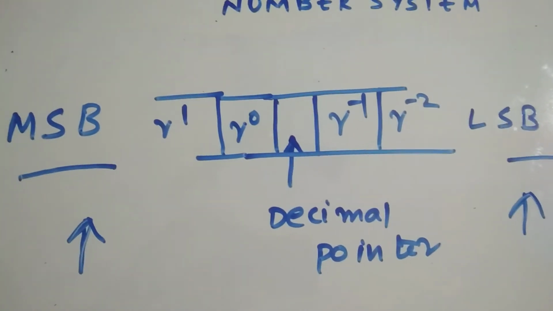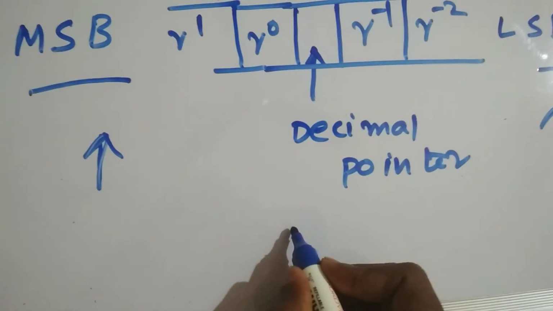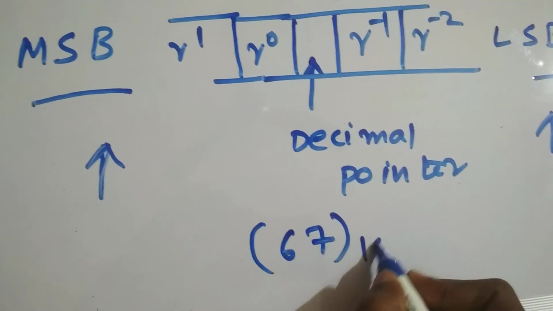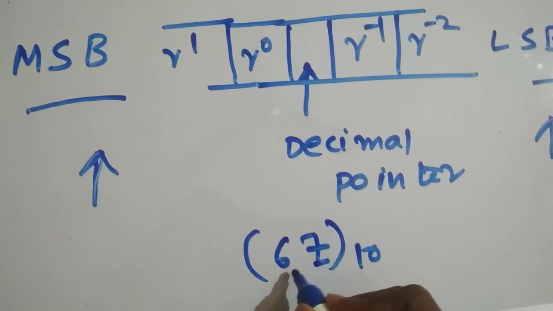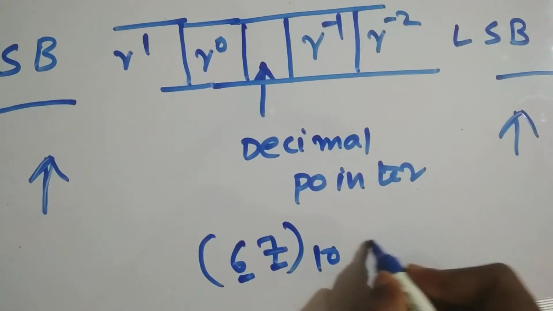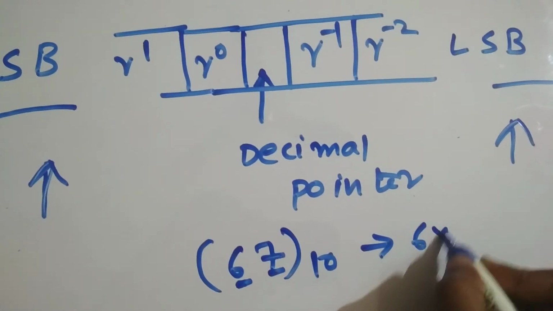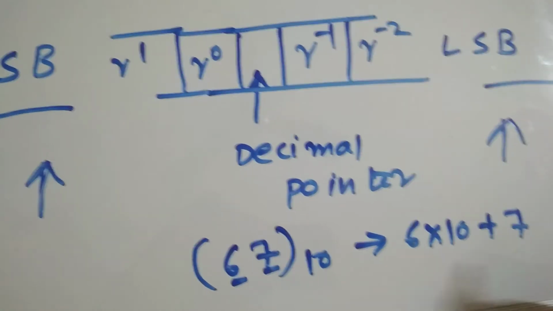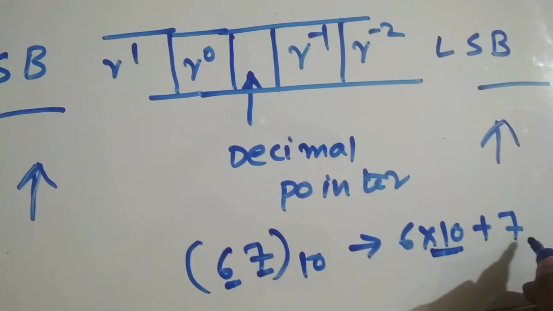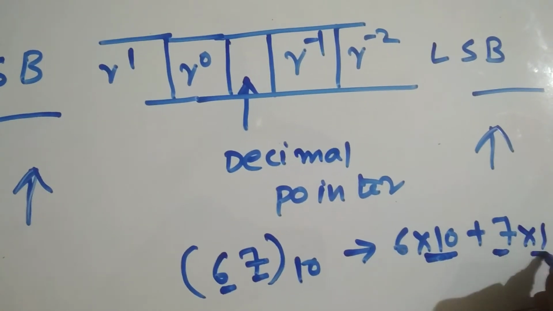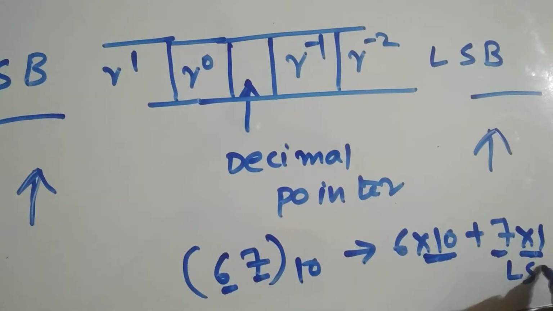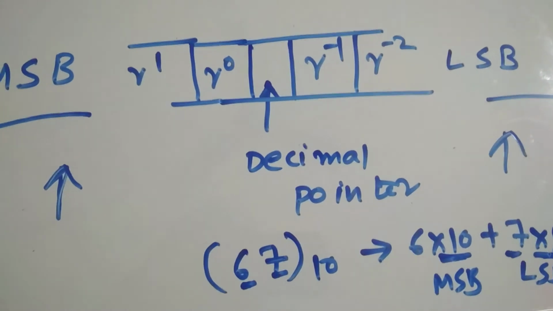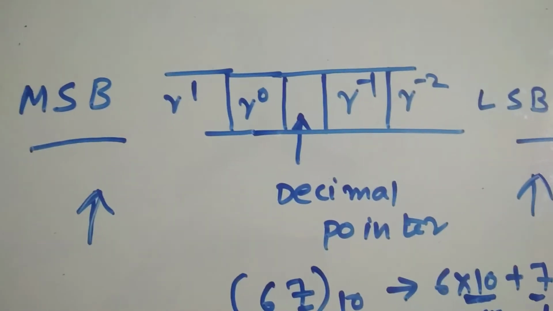That's what I say. So for example, in decimal, let's take 67, so 67 base 10. You know it has a units place and a tens place. So how can we represent it? 6 into 10 plus 7. Okay, so it's 67. It has the highest weight 10 on the left, and the least weight, 1. This is the LSB and this is the MSB. So this is how our number is represented.